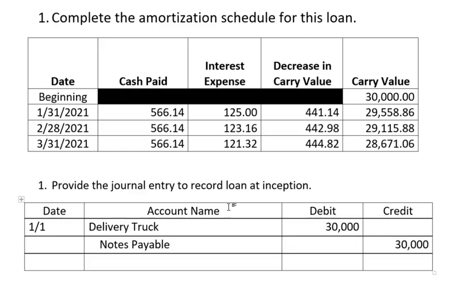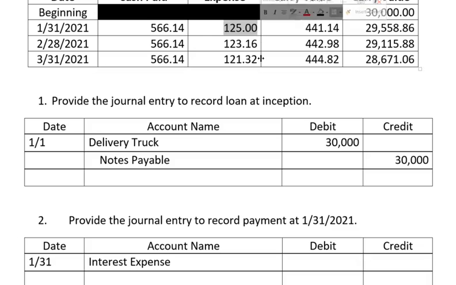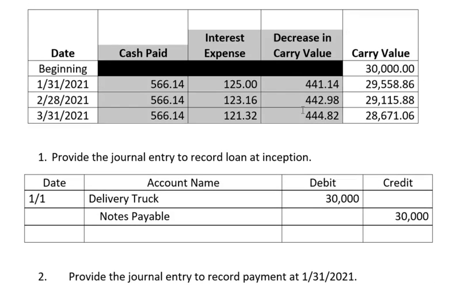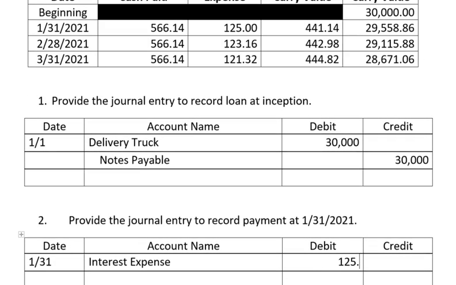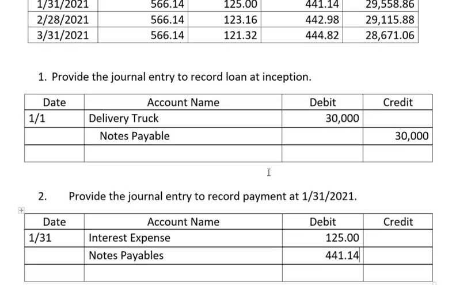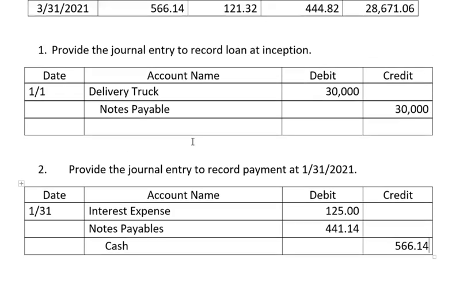All right, now, just like before, our first payment, what would we do? Well, January 31st is our first payment. We're going to hit our interest expense for the amount that we calculated, the $125. Remember, we just basically journalize these three columns every single period. So it would be $125. Then we're going to reduce our notes, so we're going to hit our notes payable for $441.14. And then we're going to close out by paying that cash payment of $566.14.